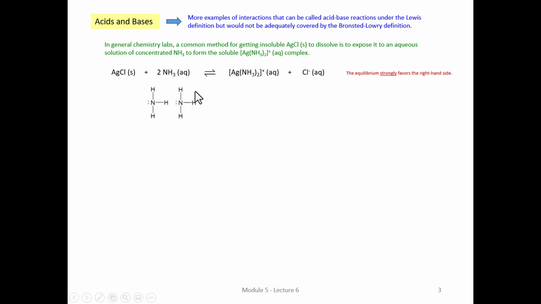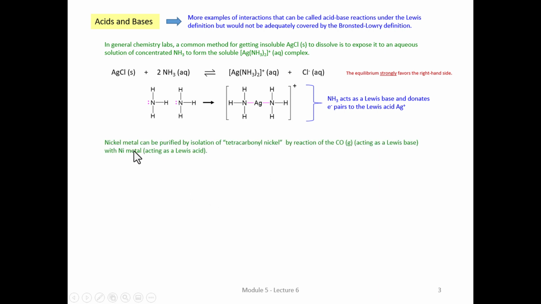If we draw the Lewis structures of the two ammonia molecules here and highlight the lone pair on the nitrogen, we can illustrate the fact that these lone pairs are acting as Lewis bases and donating these electron pairs to the silver ion, which is acting as a Lewis acid.